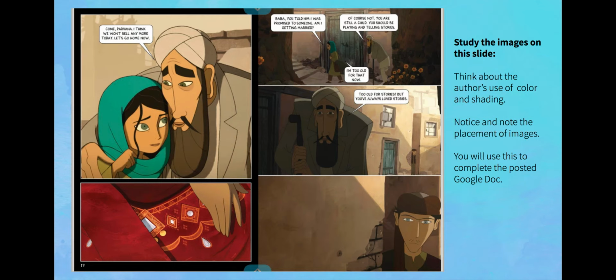So what I want you to do, or what we want you to do, is study the images on this slide and think about the author's use of shading and color. We can see different colors and different shades side to side, so think about why that is. And then notice the placement of certain images. When we talked about midground, foreground, background, think about that.